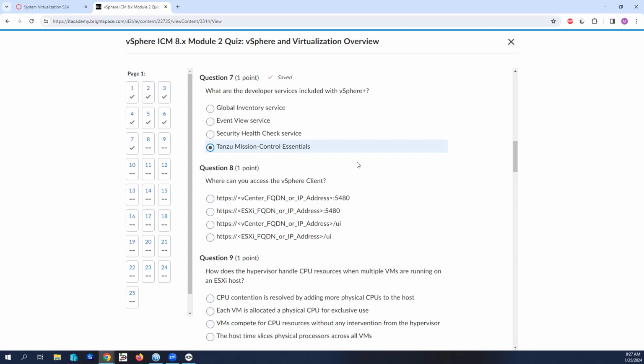So Tanzu is their developer and Kubernetes Docker services provided with vSphere Plus. So Docker was designed for rapid development. And Tanzu is just their product name for that, for the fit on top of Docker. That's an advertising marketing question right there.